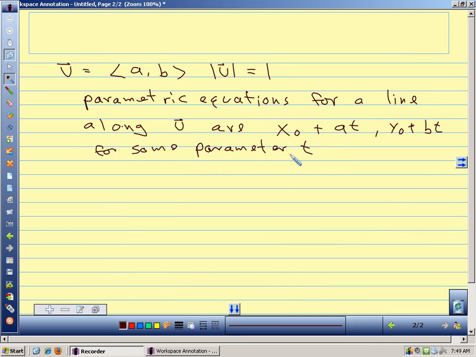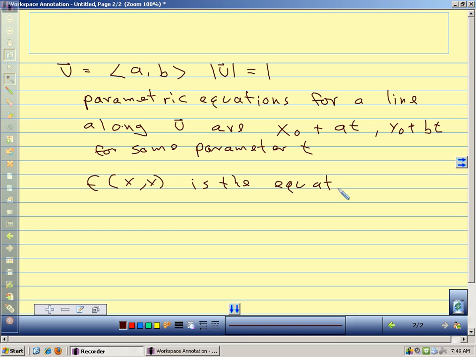So if we express our function f of x y in terms of this parameter, what this does is make f of x y implicitly a function of t. So f of x y is our surface. f of x y is also a function of t because x and y depend on our parameter t as we're traveling along that line.